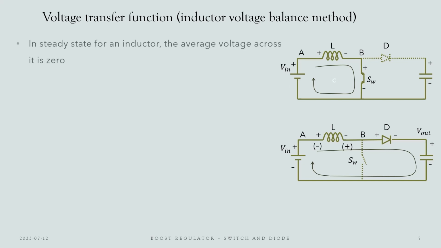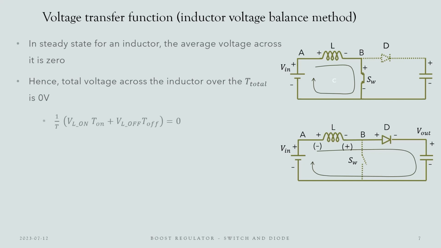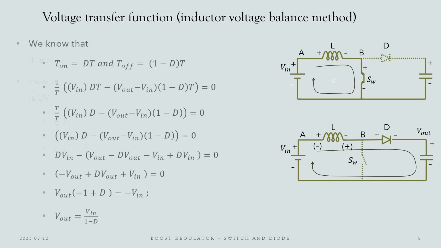We know that in steady state condition, average voltage across the inductor is 0. This means total voltage across the inductor over one cycle is equal to 0 volt. Then we can write the equation as shown here. Let us substitute the inductor on and off voltages to get this equation. We know the equation for on and off times. Let us substitute them in our previous equation.